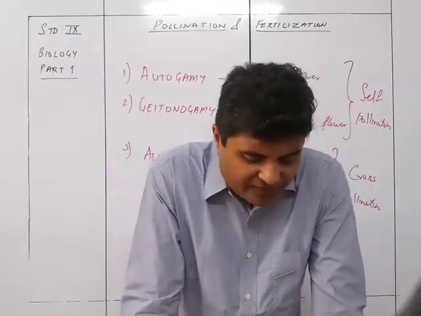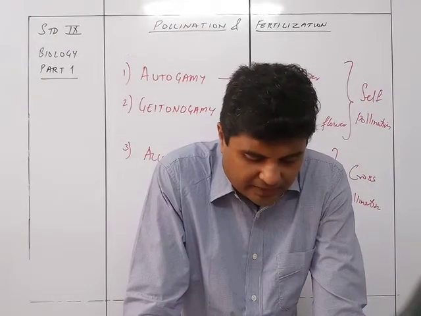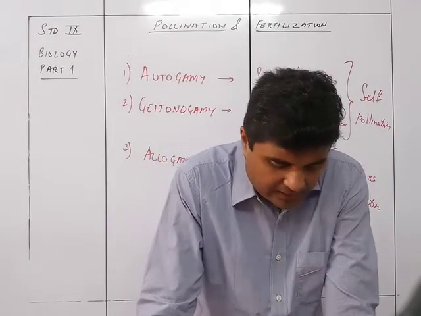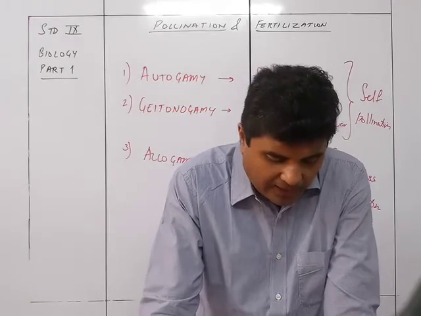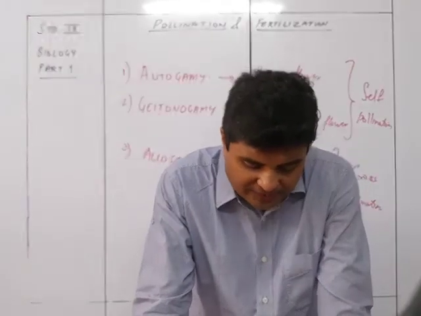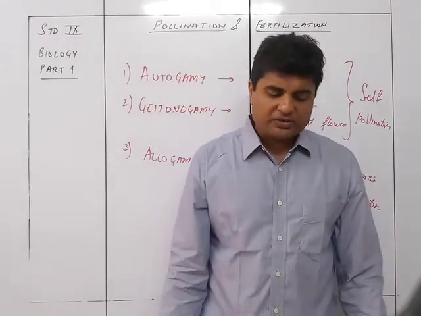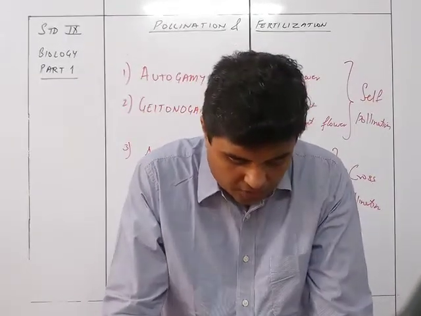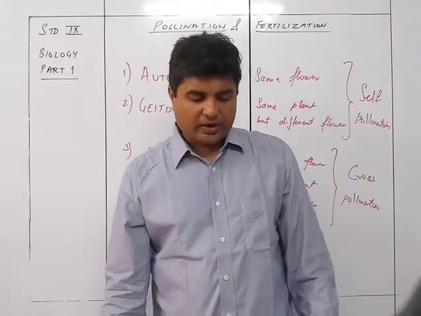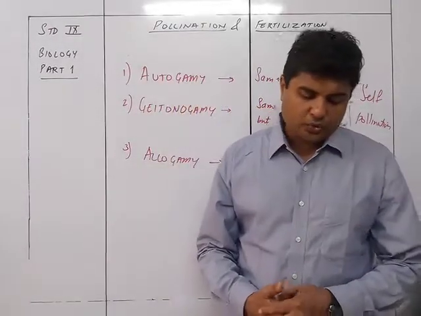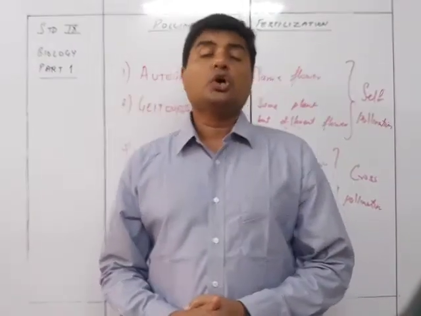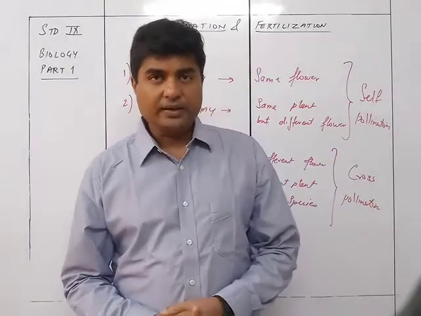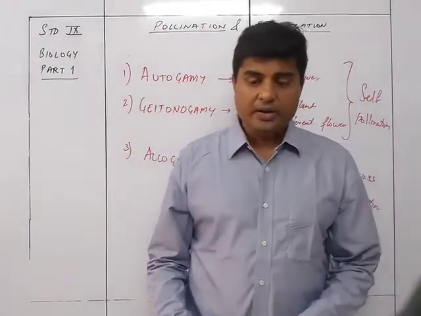So the pollen grain from another flower of the same plant may fall on the stigma: geitonogamy, and geitono means neighboring. And the pollen grains of another flower of the same species may fall on the stigma: allogamy, that is, other. This transfer can occur through wind, insects or other agents, and the term used for this transfer is cross pollination. Okay, so this is cross pollination, allogamy.